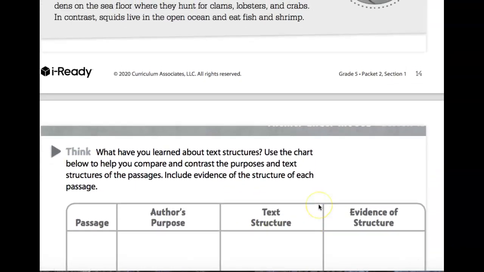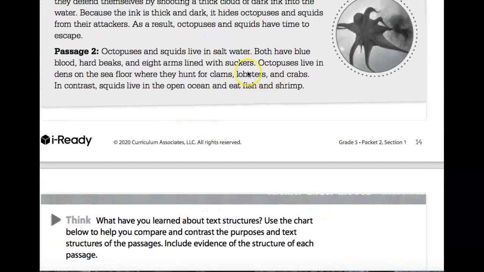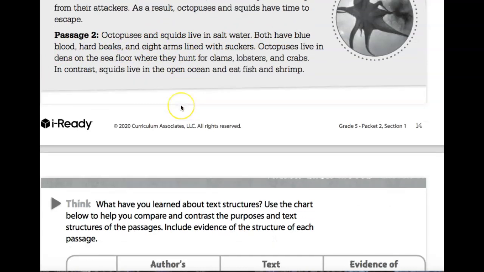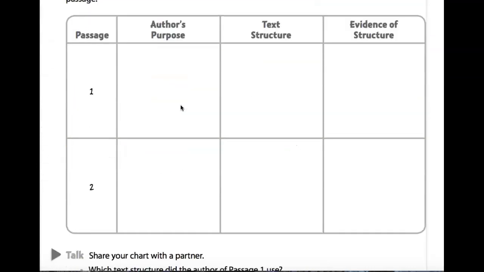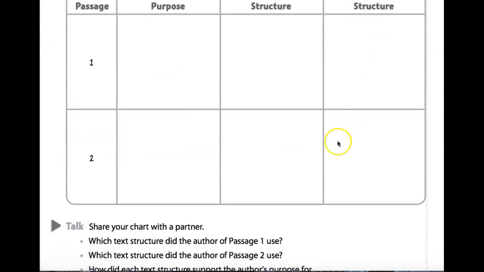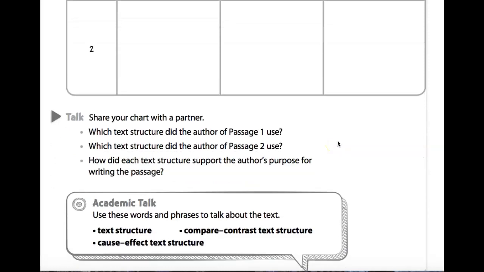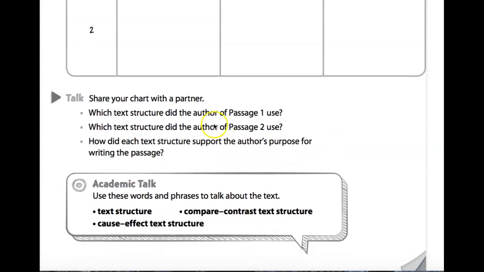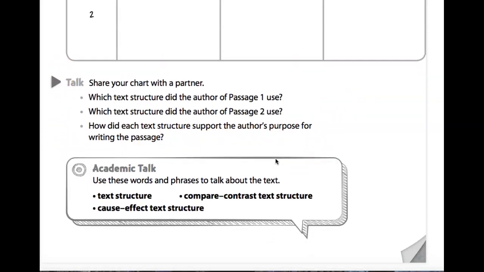And then the evidence from the text, you could do anything. You could talk about where octopus live, where squids live, and how that's different. You could talk about how they both live in salt water and both have these features. So include some of that as evidence of the structure. All right? Okay, this just says if you have a partner, so if you have a sibling or a parent, you want to talk to them about that, you can.